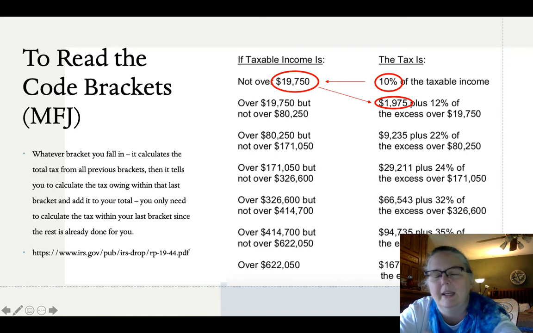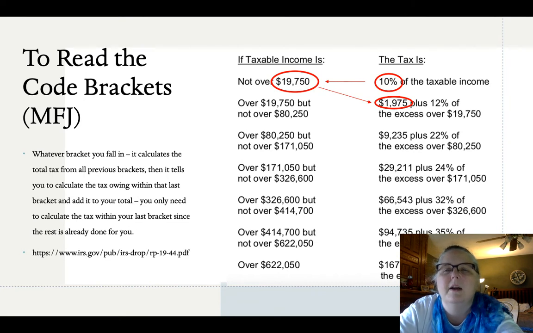And if we were in a higher bracket, it would be the total for all previous columns plus 12% of the excess. Well, in the example I just gave you, we have $1,000 over 19,750. So $1,000 is the excess over that. 12% times 1,000, that's 120. So we'd add 120 to our 1975 for our tax liability. And it's the same for each and every category.